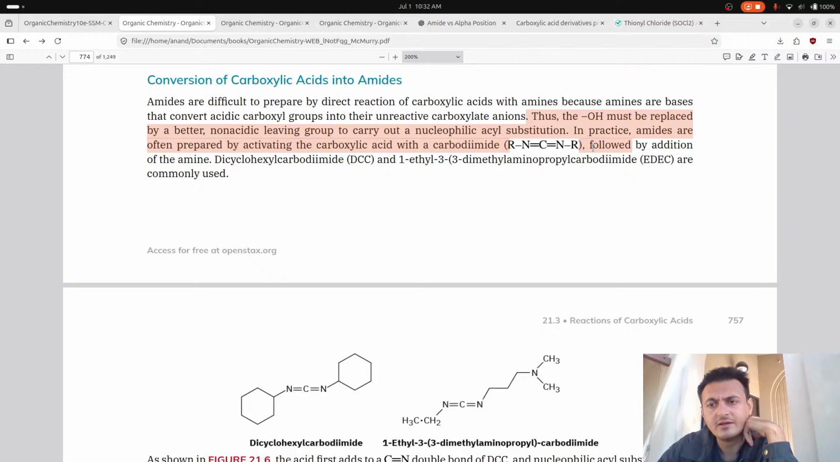In practice, amides are often prepared by activating the carboxylic acid with a carbodiimide, followed by addition of the amine. Dicyclohexylcarbodiimide, DCC, and something else. We only really focus on DCC.